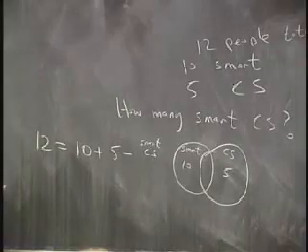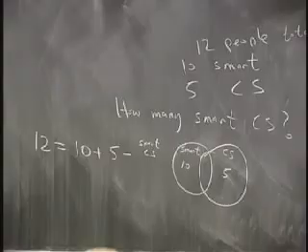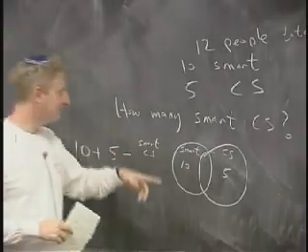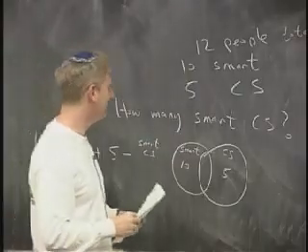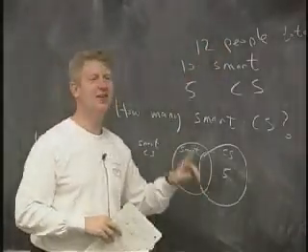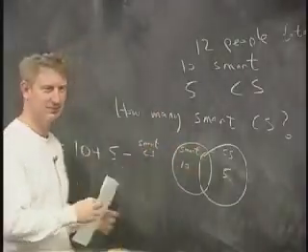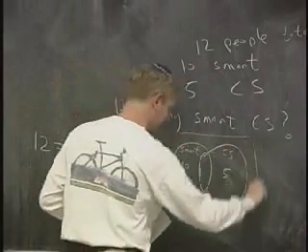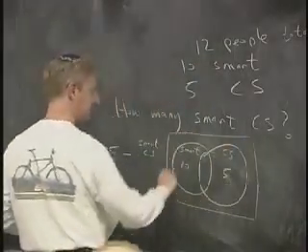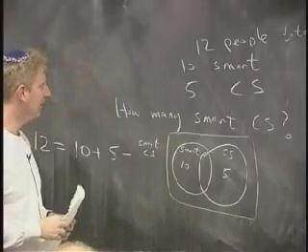Why isn't it 3? Because that 5 can be in the non-smart people too. The total number of people in this whole universe is 12. You have to draw everybody around. There could be some computer scientists there. There may be 2, there may be 1, there may be 0.